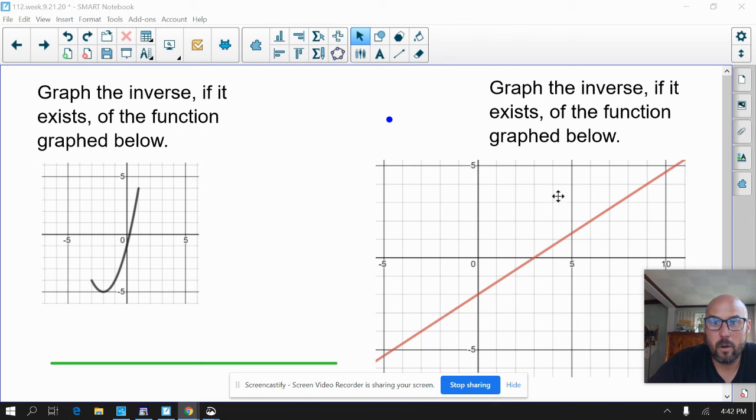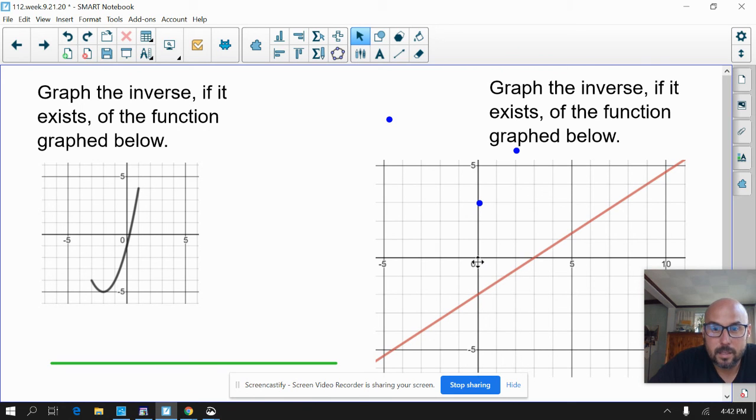So over 4 and up 9, well, that's off my graph. So I won't graph that. I also see (6, 2) is an ordered pair. If I flip that around, I get (2, 6). So that one I could squeeze in. Another ordered pair is this, (3, 0). Well, if I reverse (3, 0), I would get (0, 3), the y-intercept.